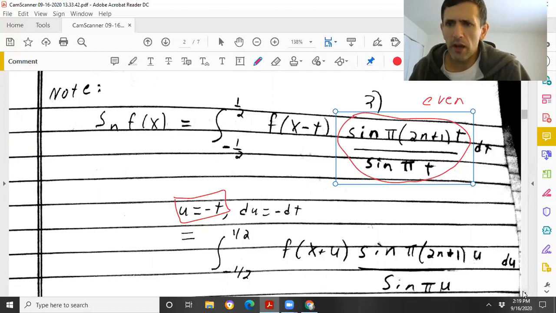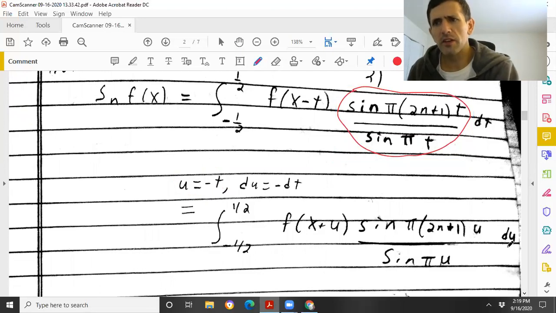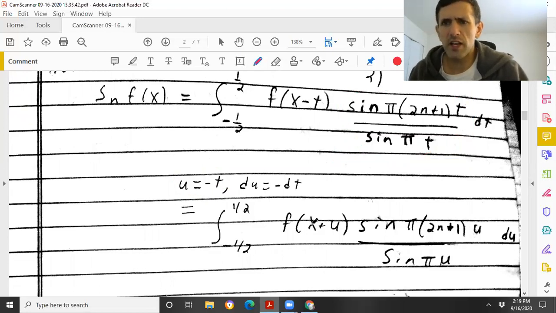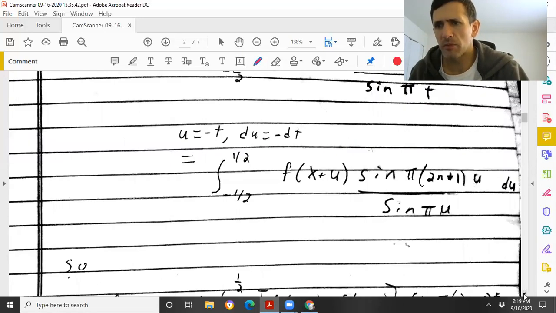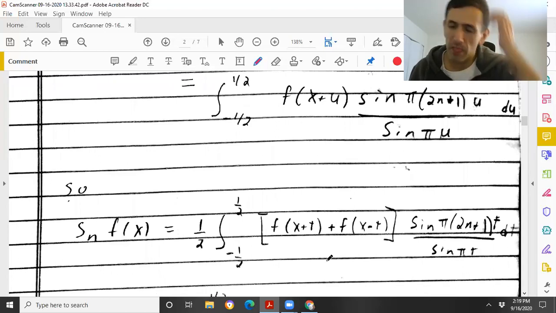Why? Well, let's go back to t. So in particular, if I do go back to t, so I write this as f of x plus t, sine pi (2n plus 1)t over sine pi t, dt, and add these two up, I get 2 times Sn f of x, which might seem a bit silly, but this is extremely useful. Okay?